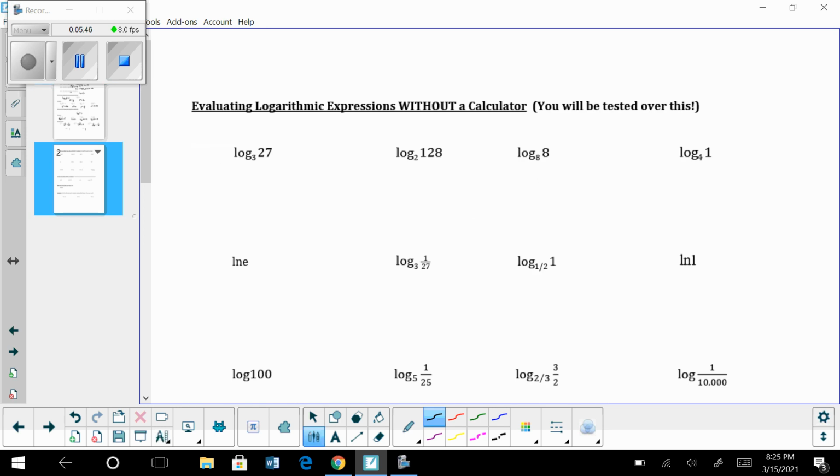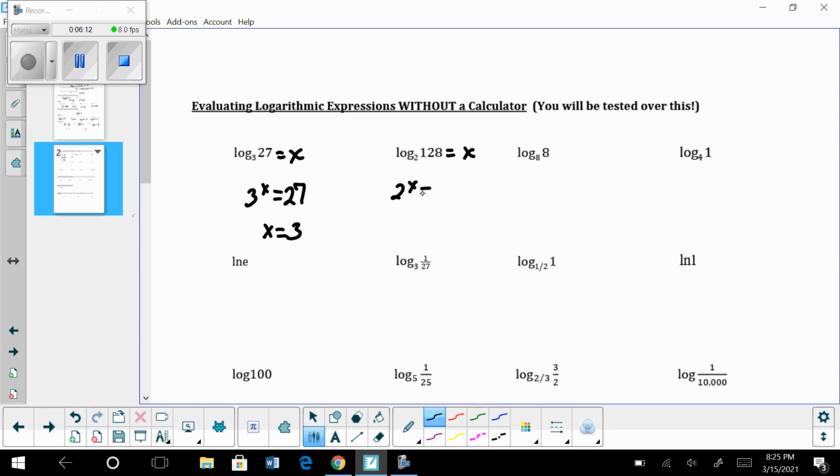These are some logarithmic expressions that you should be able to do without a calculator. For the most part, there might be a couple that you would need to use the conversion for. So you would do 3 to the x equals 27. You probably know that if you raise 3 to the third power, you get 27. And then just think about that being equal to x.